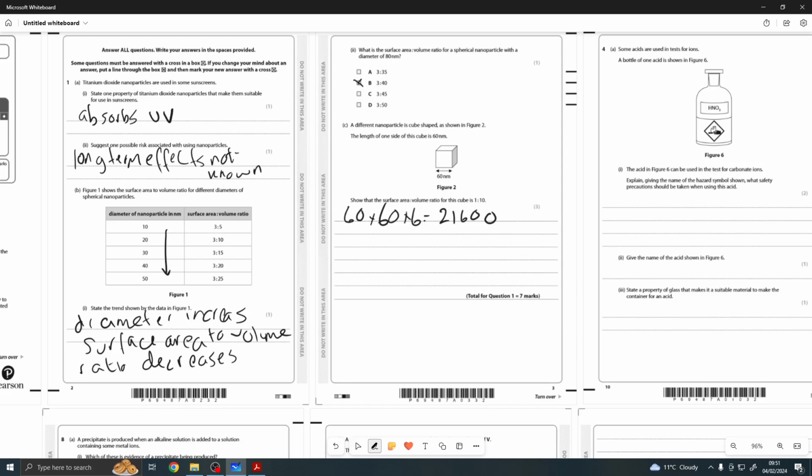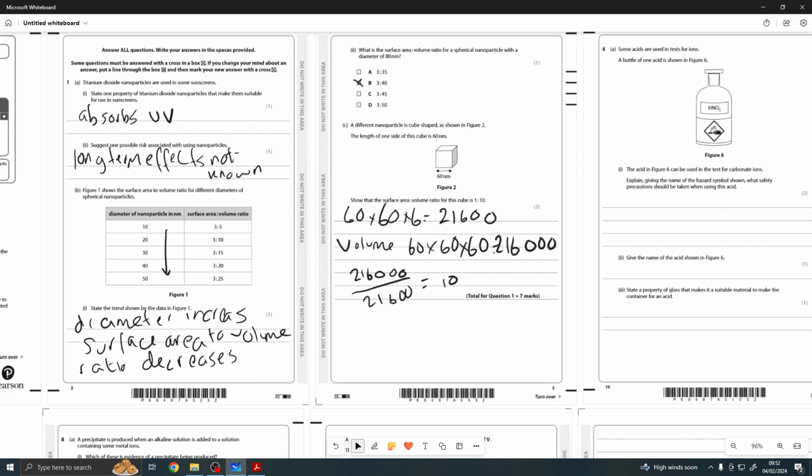Then you calculate the volume. Now for the volume, it's 60 times 60 times 60, which equals 216,000. Okay, so then you could very simply say, look, 216,000 divided by 21,600 is 10. So it shows a 1 to 10 ratio.